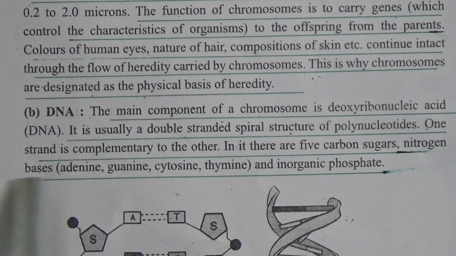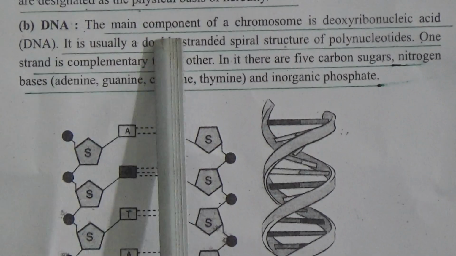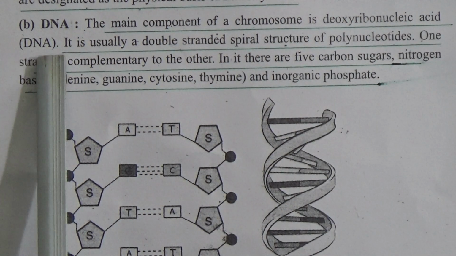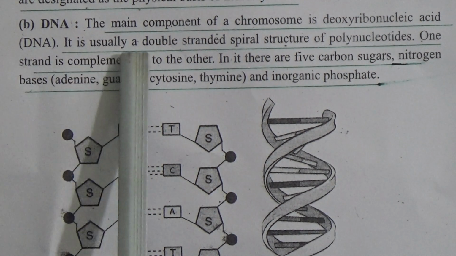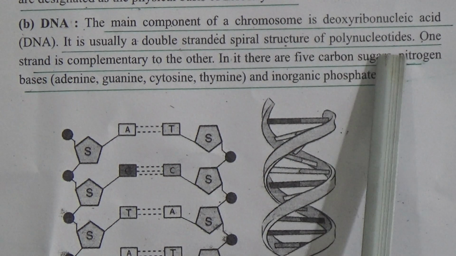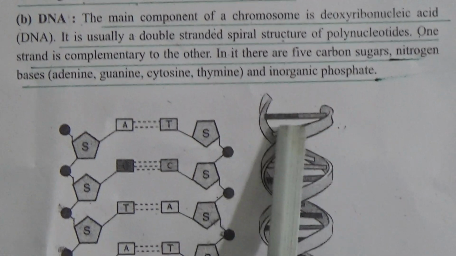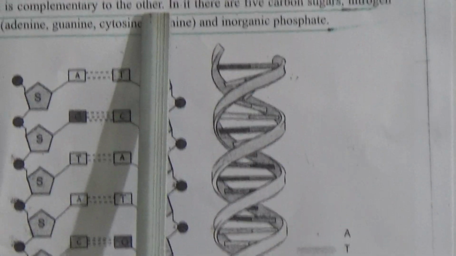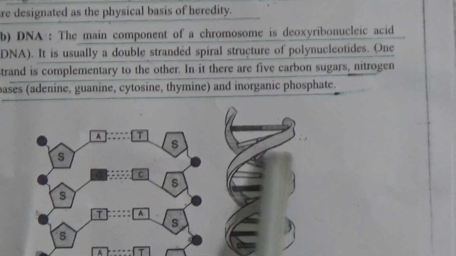Now here is DNA. The main component of chromosome is deoxyribonucleic acid, DNA. It is usually a double-strand spiral structure of polynucleotides. Look at here, this is the DNA double helix spiral structure. One strand is complementary to the other strand.